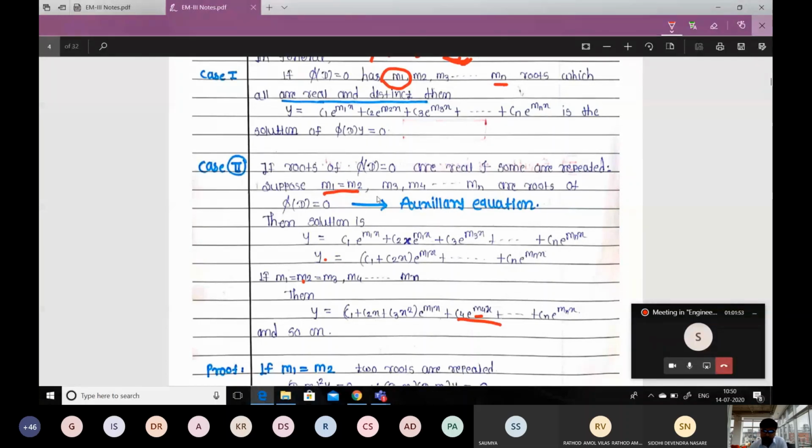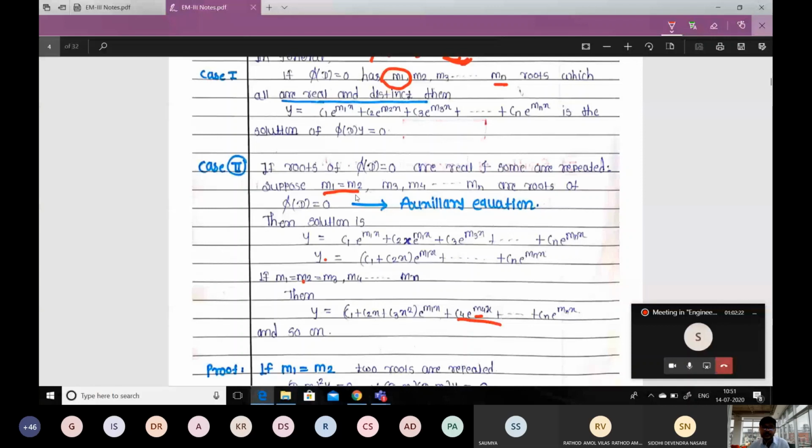So after taking c1 plus c2, we can take e to the power m1x common, so it will remain c1 plus c2 times e to the power m1x, and that will give another constant, say c4 or k, so k times. But there will be a contradiction, because if the order of the differential equation is 2, then its solution must contain that many arbitrary constants. But if you write the solution like case number 1, you are not going to get the complete solution.